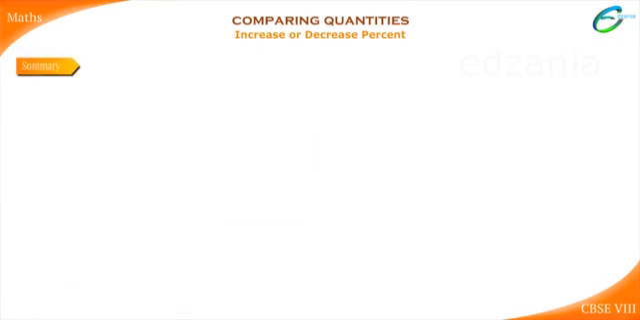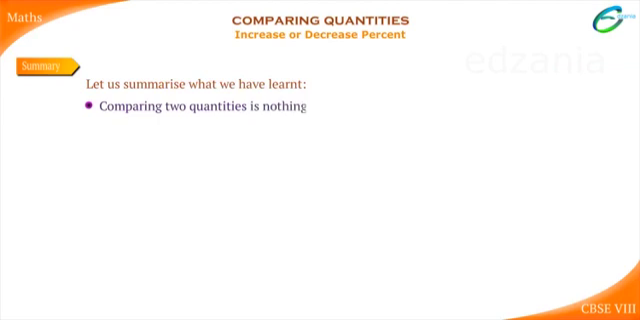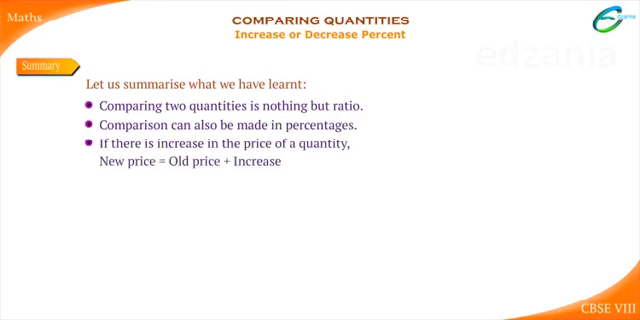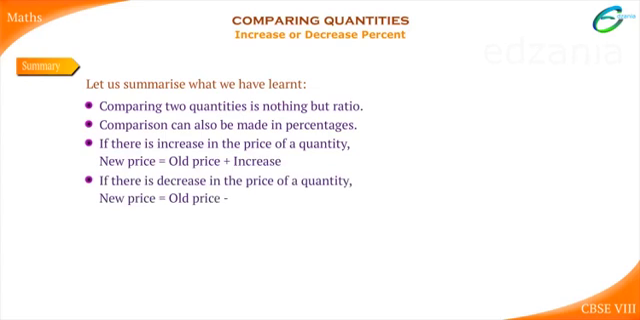Summary. Let us summarize what we have learned. Comparing two quantities is nothing but ratio. Comparison can also be made in percentages. If there is increase in the price of a quantity, new price is equal to old price plus increase. If there is decrease in the price of a quantity, new price is equal to old price minus decrease.